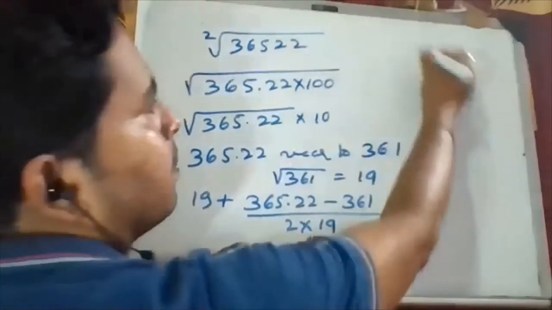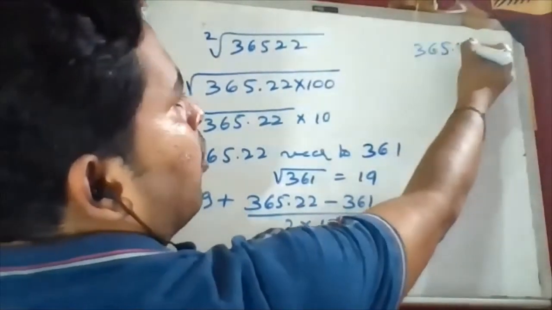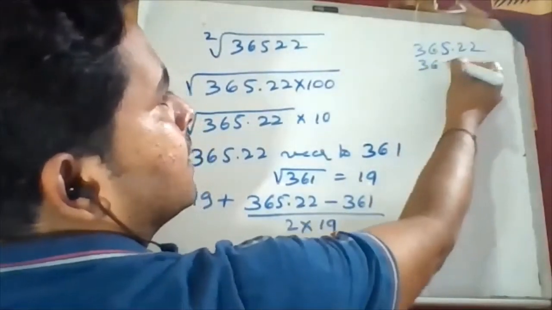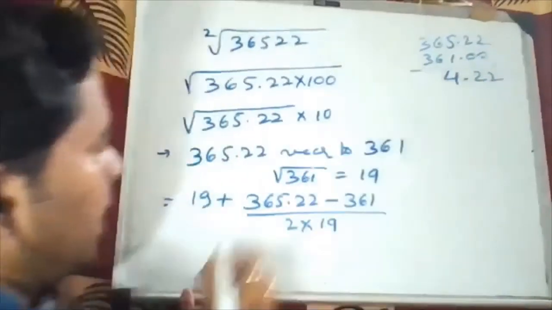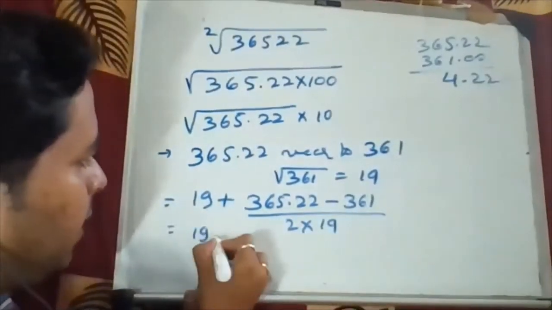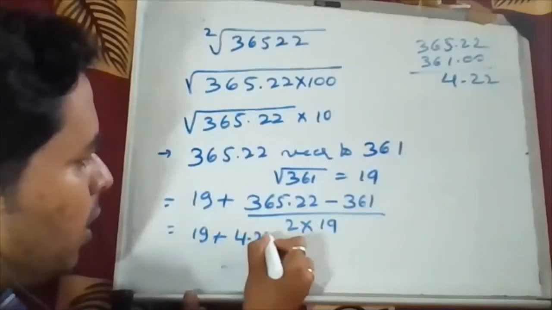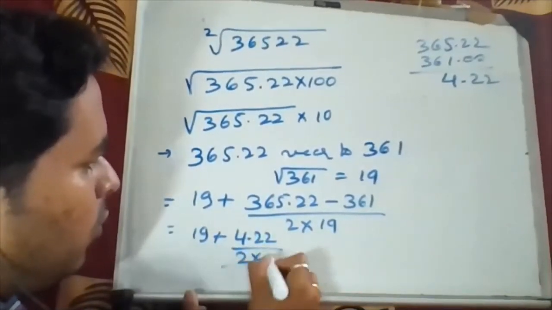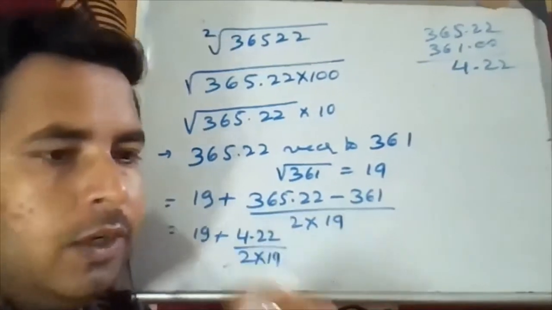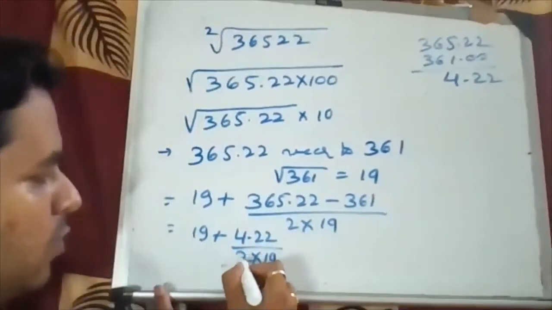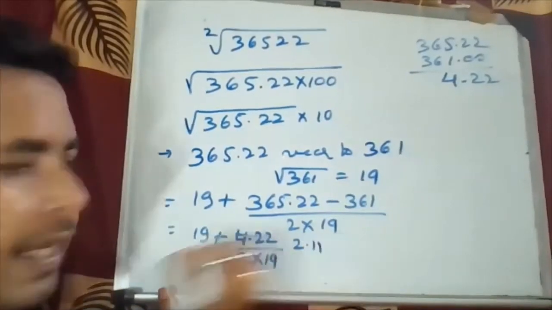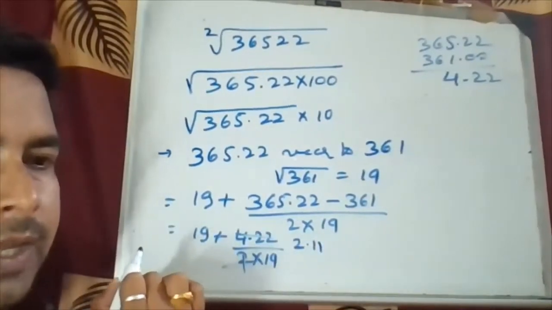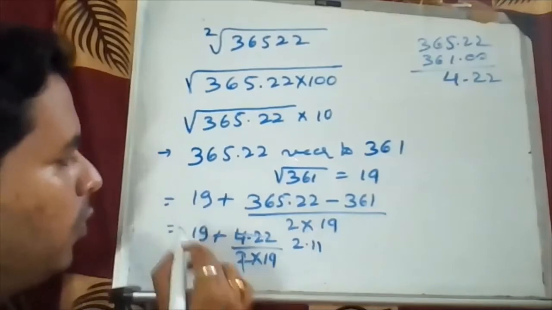And if you do the subtract, 365.22 and 361.00, you'll get 4.22. कितना मिलेगा आपको? 4.22 आएगा. 19 plus 4.22 by 2 into 19. 2 into 19. अगर आप 2 से इसको कट किया तो कितना आएगा? 2.11 आएगा. 2.11. ओके, सो आपको कितना वैल्यू मिला अभी?